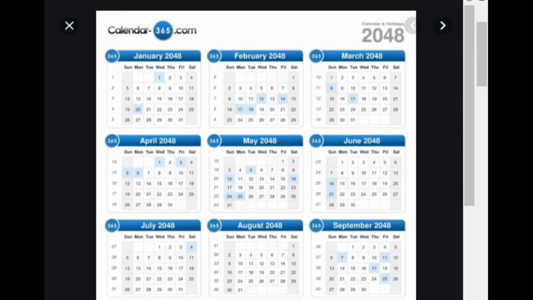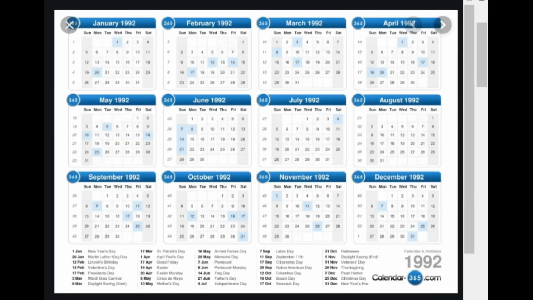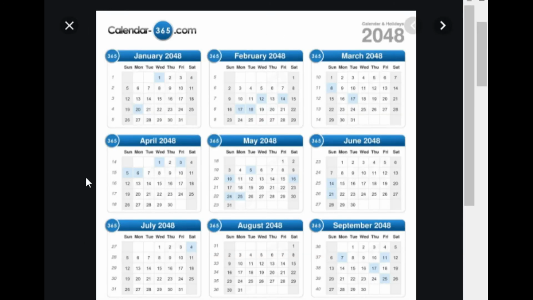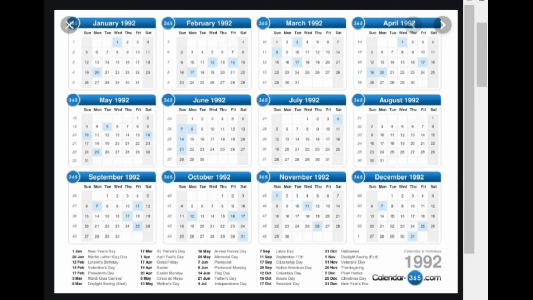Let's move on to the calendar for 2048. As you can see, Wednesday the 1st, Saturday the 29th, Thursday the 31st for December. Let's go back, 1992, exact same thing. Wednesday the 1st, Saturday the 29th, and December 31st on a Thursday. Exact same calendar. I don't know why the website Calendar 365 does it differently for the year 2048, but that's the design of the calendar. But as you can see right here, these are the exact same dates.